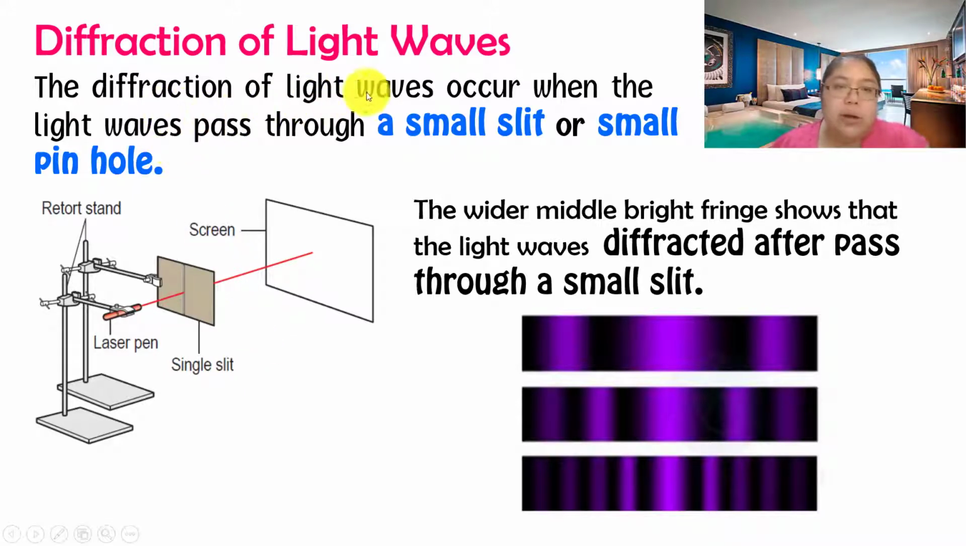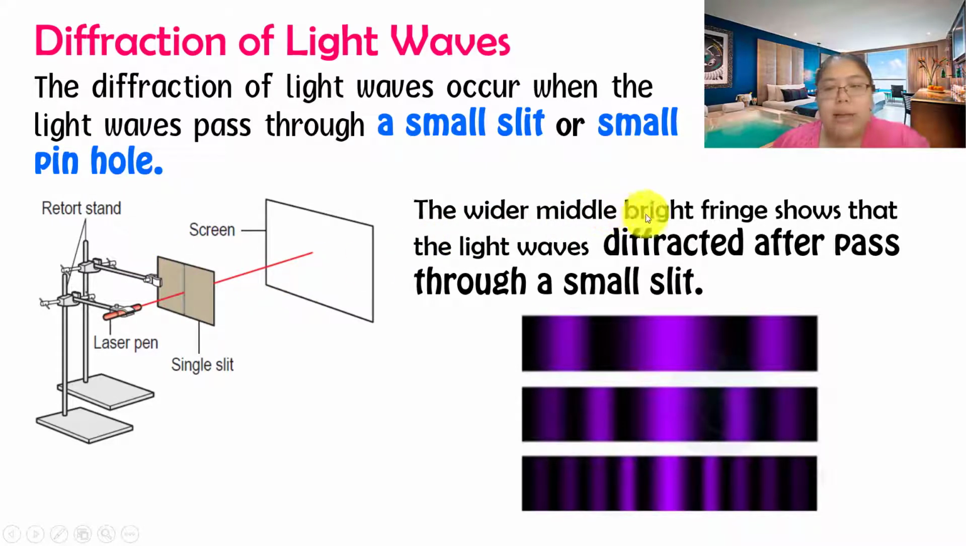The diffraction of light waves occurs when the light waves pass through a small slit. This one we call a small slit. It is a very small hole, or you can say a slit, the longer one. After that, the laser pen will pass through the small slit, or the small pinhole. Pinhole means a circle. So we start with the slit first.